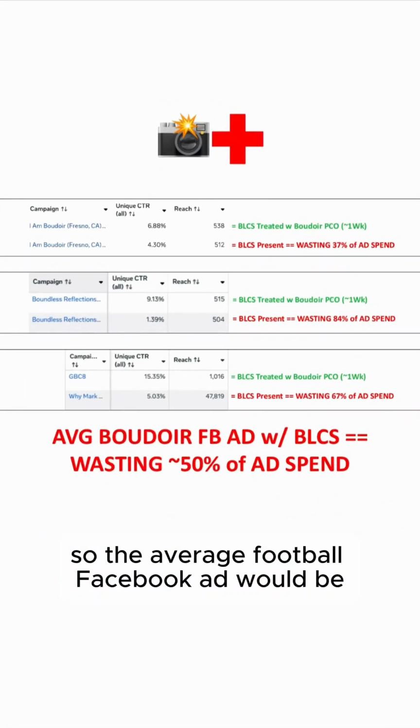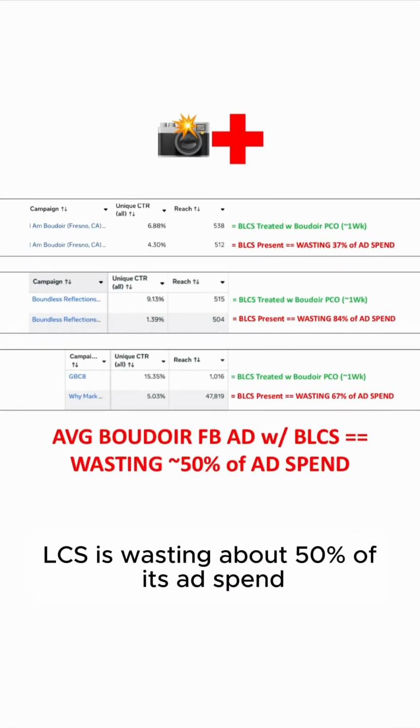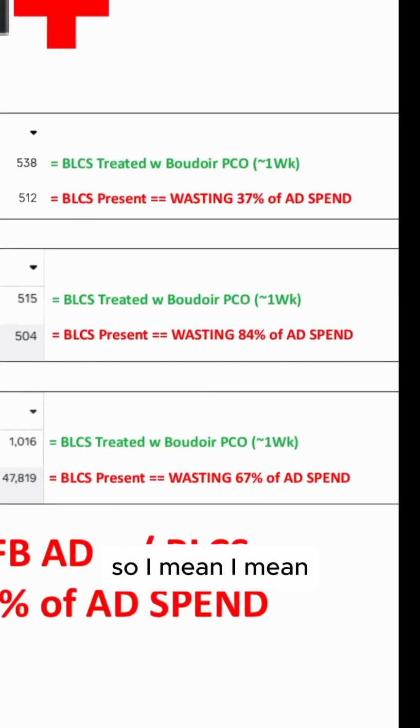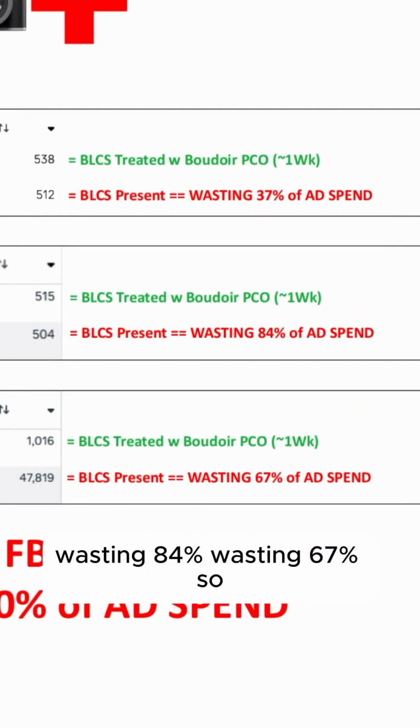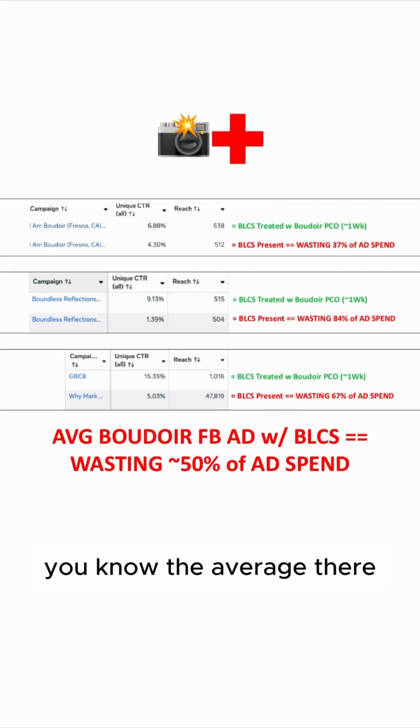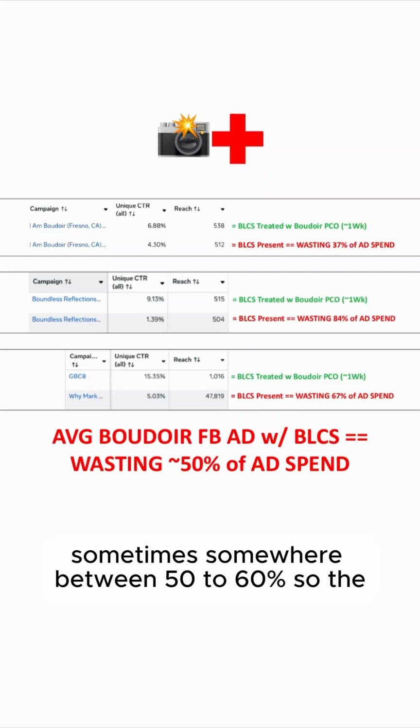So the average Boudoir Facebook ad with BLCS is wasting about 50% of its ad spend. So I mean, look at these numbers here: wasting 37%, wasting 84%, wasting 67%. So the average there is somewhere between 50 to 60%.